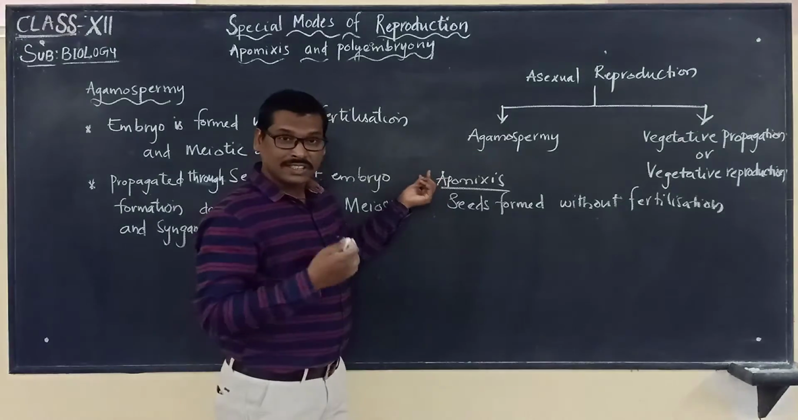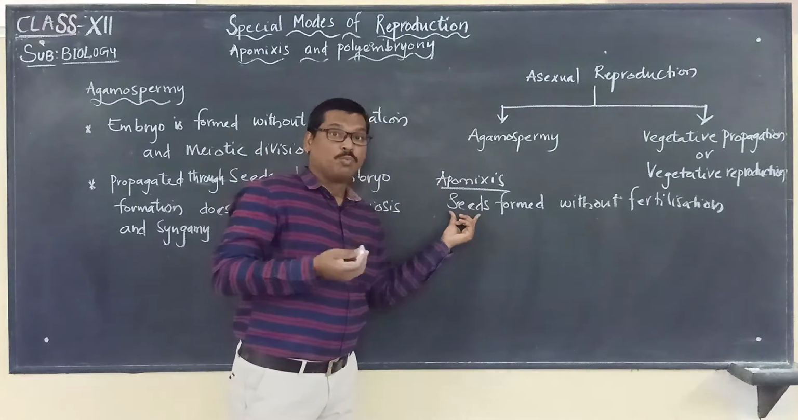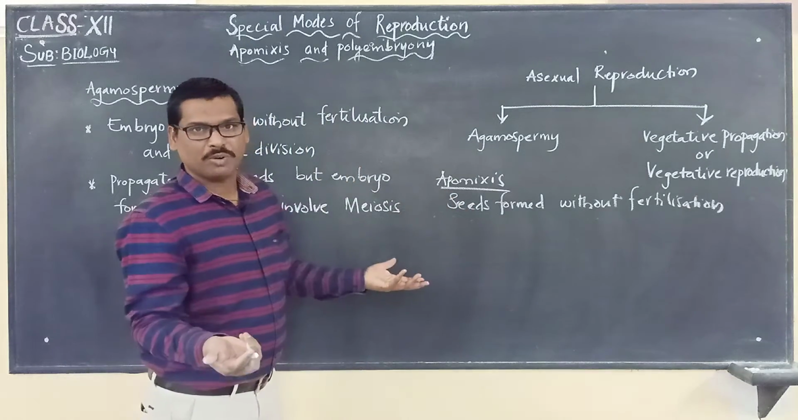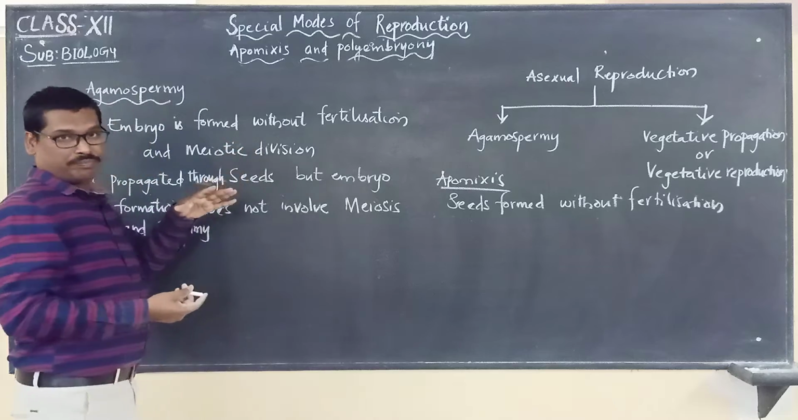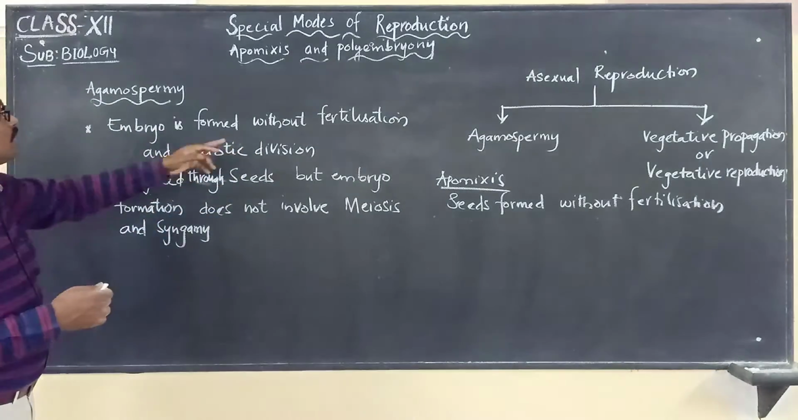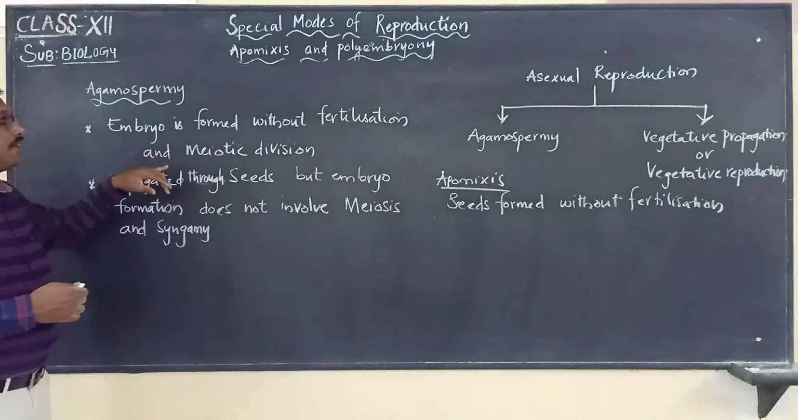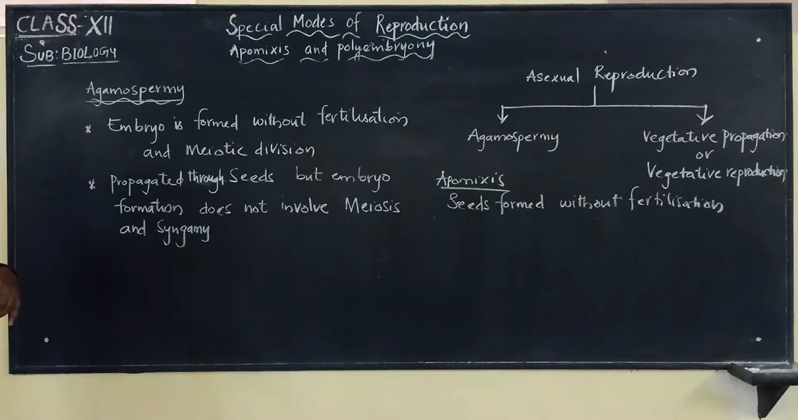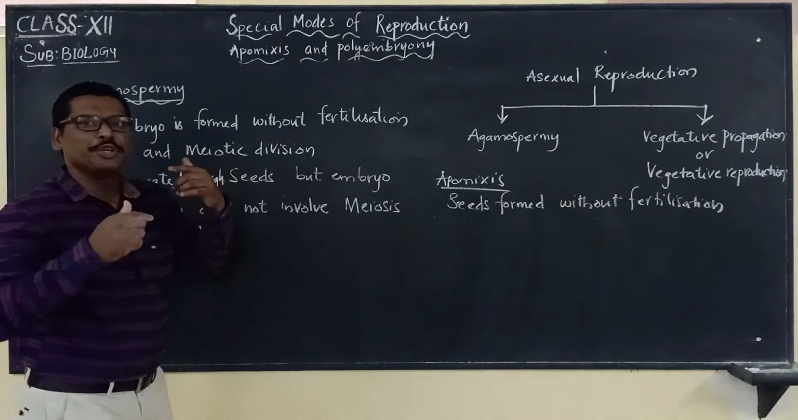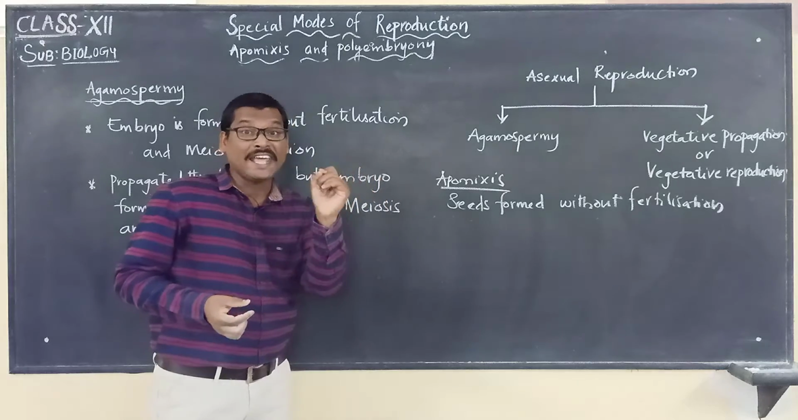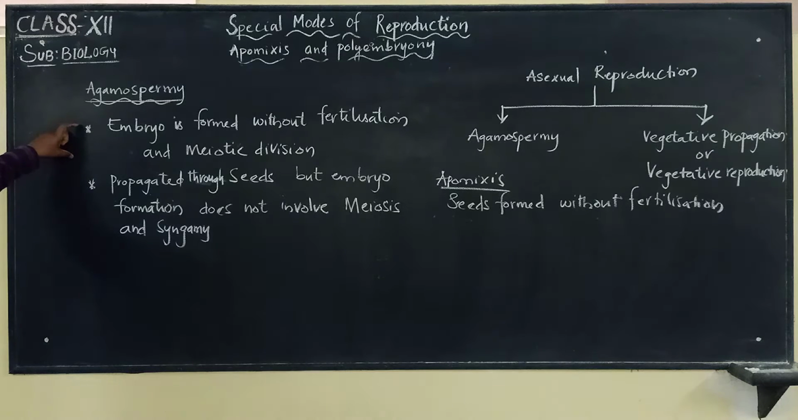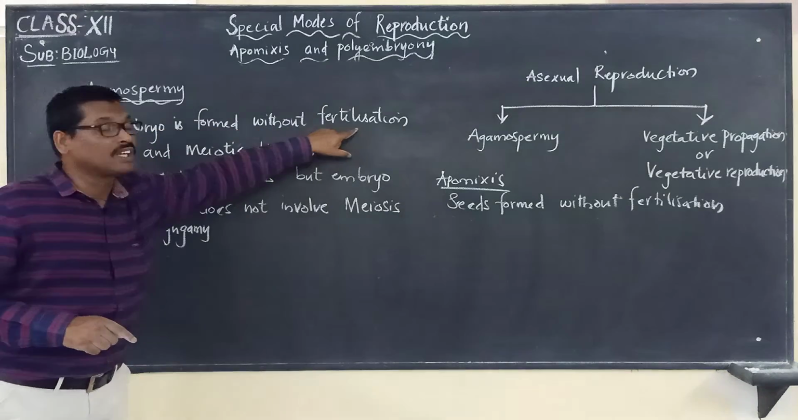So the term apomixis is for the seed. What is present inside the seed? It is the embryo. So formation of embryo without fertilization and meiotic division is called agamospermy. Here we are coming across a new word, agamospermy. Agamospermy is a method in which the embryo is formed without fertilization.